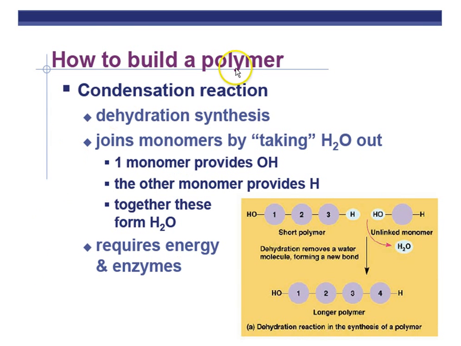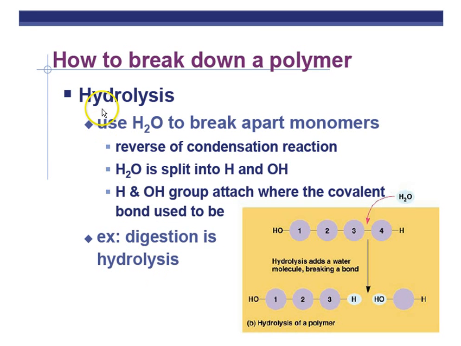How to build a polymer. Remember, this is called dehydration synthesis. We pull out water to bring the monomers together to make the polymer bigger. Remember, this requires adding energy. It's going to be endergonic and anabolic and requires the use of enzymes. Hydrolysis is breaking apart the molecule into smaller monomers.